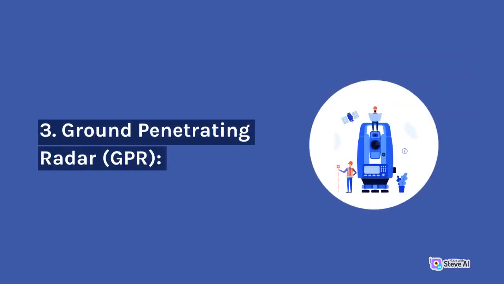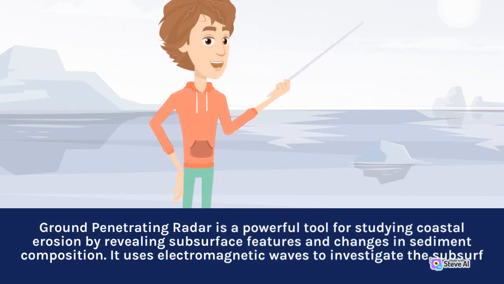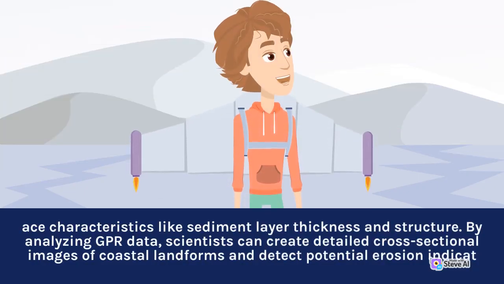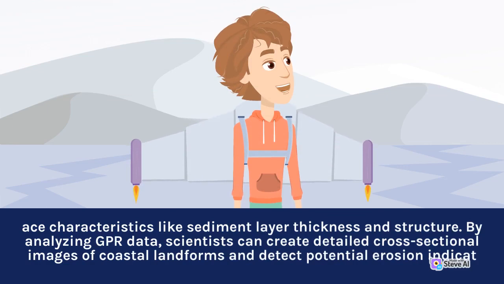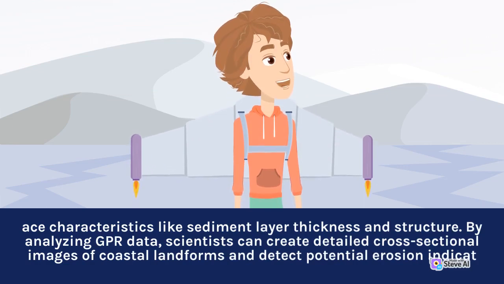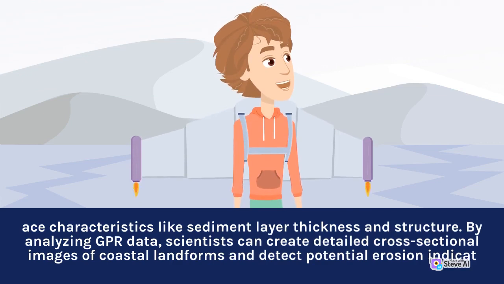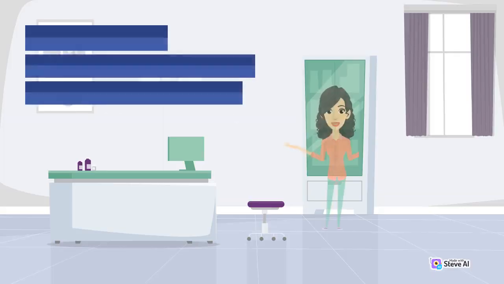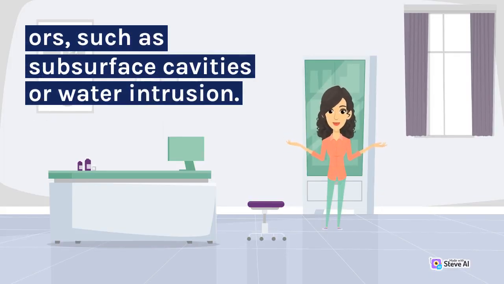3. Ground Penetrating Radar, GPR. Ground penetrating radar is a powerful tool for studying coastal erosion by revealing subsurface features and changes in sediment composition. It uses electromagnetic waves to investigate the subsurface characteristics like sediment layer thickness and structure. By analyzing GPR data, scientists can create detailed cross-sectional images of coastal landforms and detect potential erosion indicators, such as subsurface cavities or water intrusion.